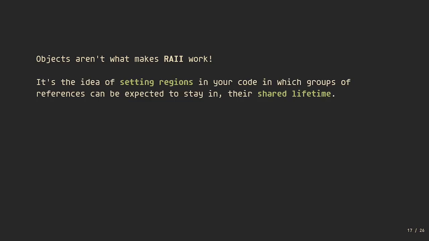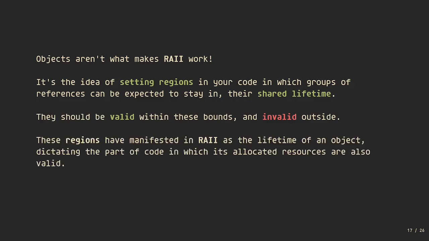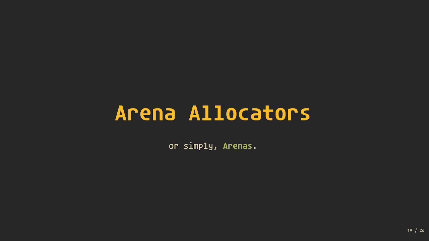The idea of setting regions in your code in which groups of references can be expected to stay in their shared lifetime. They should be valid within these bounds and invalid outside. These regions have manifested in RAII as the lifetime of an object, dictating the part of code in which its allocated resources are also valid.